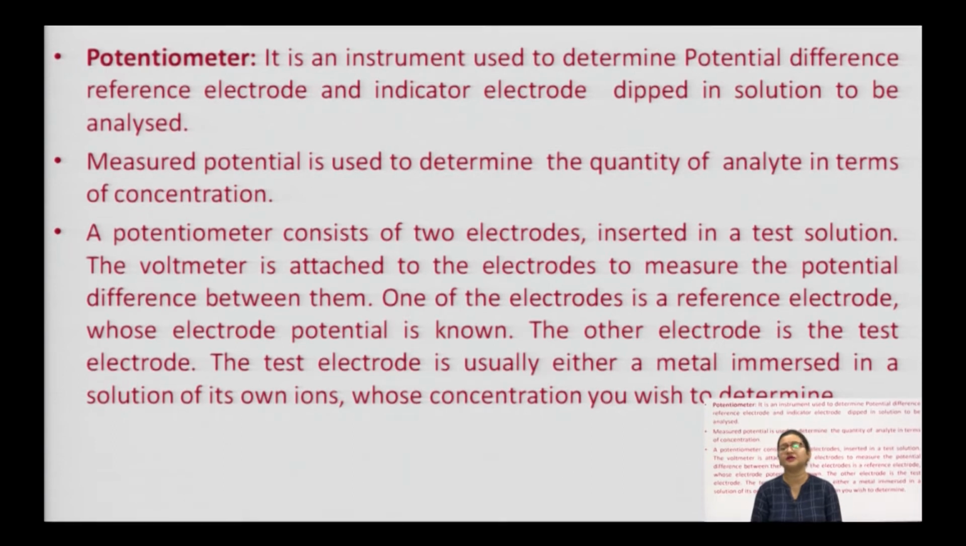The concentration can be determined easily by the Nernst equation. The Nernst equation relates the electrode potential and the concentration of the analytes present inside the test solution. The test electrode or the indicator electrode is usually a metal immersed in a solution of its own ion, whose concentration we wish to determine. So our test electrode or indicator electrode is a simple metal electrode, or it can be a glass electrode also, and it is dipped into the solution of the analyte whose concentration is to be determined.